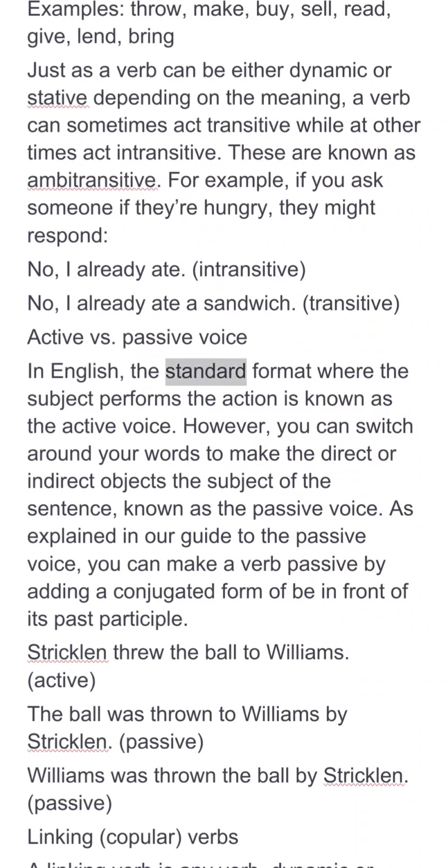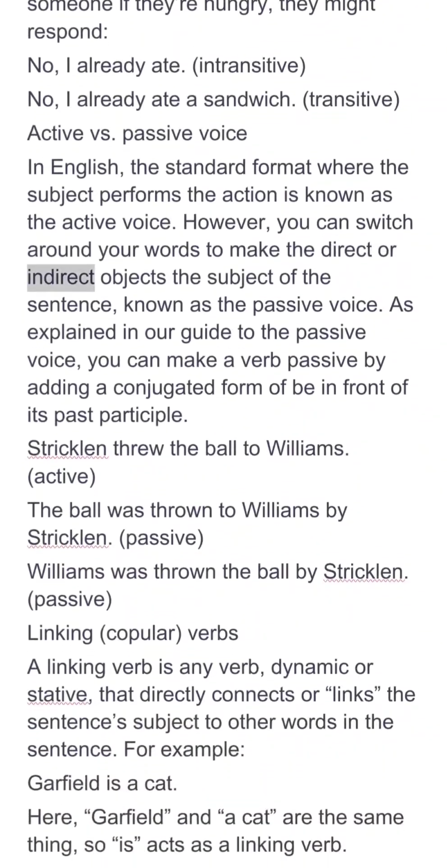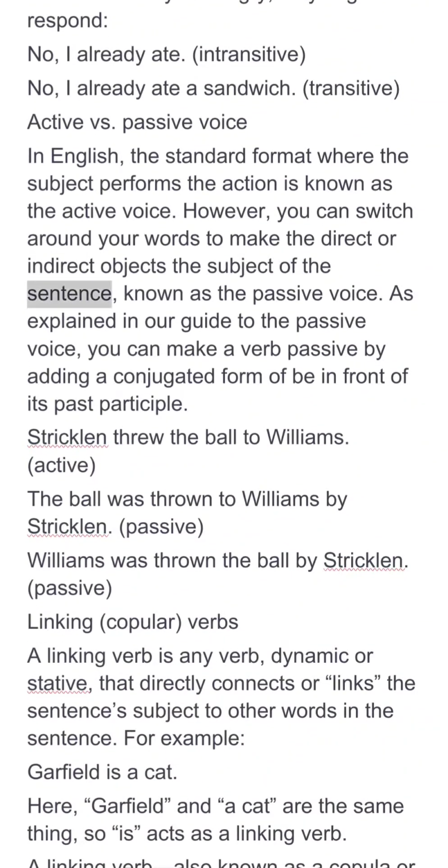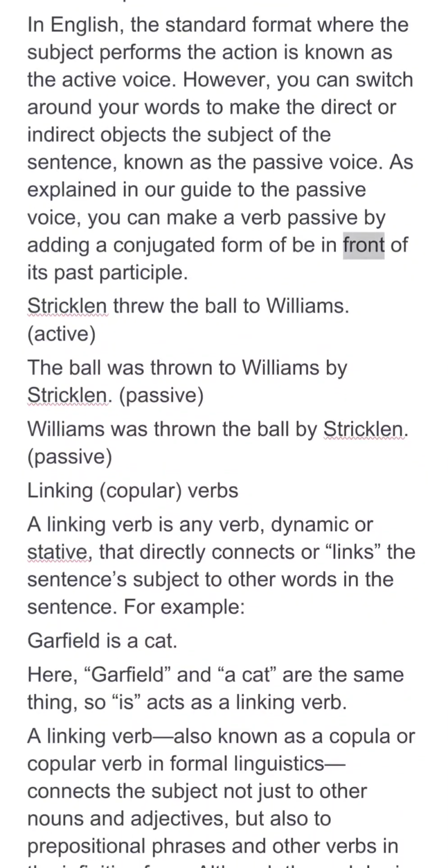In English, the standard format where the subject performs the action is known as the active voice. However, you can switch around your words to make the direct or indirect objects the subject of the sentence, known as the passive voice. As explained in our guide to the passive voice, you can make a verb passive by adding a conjugated form of be in front of its past participle.